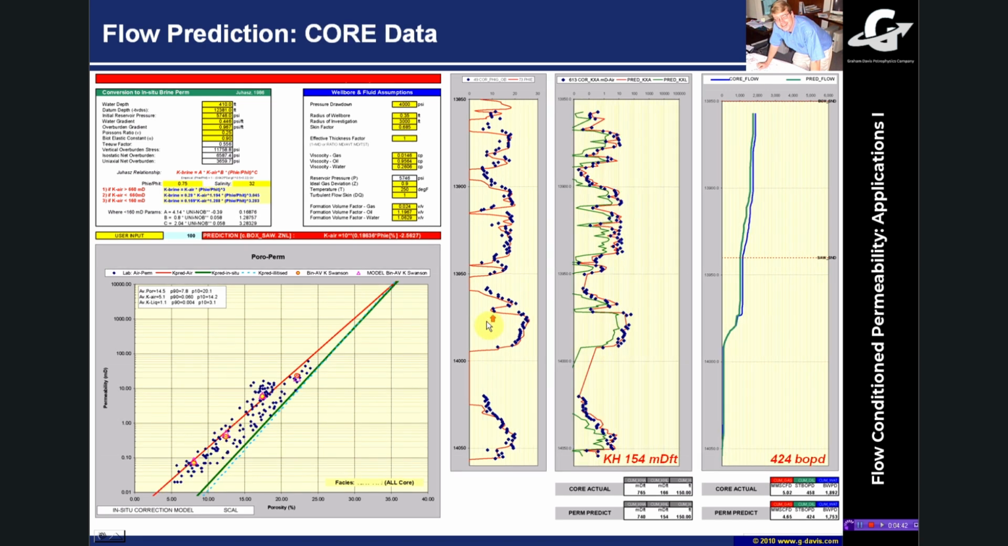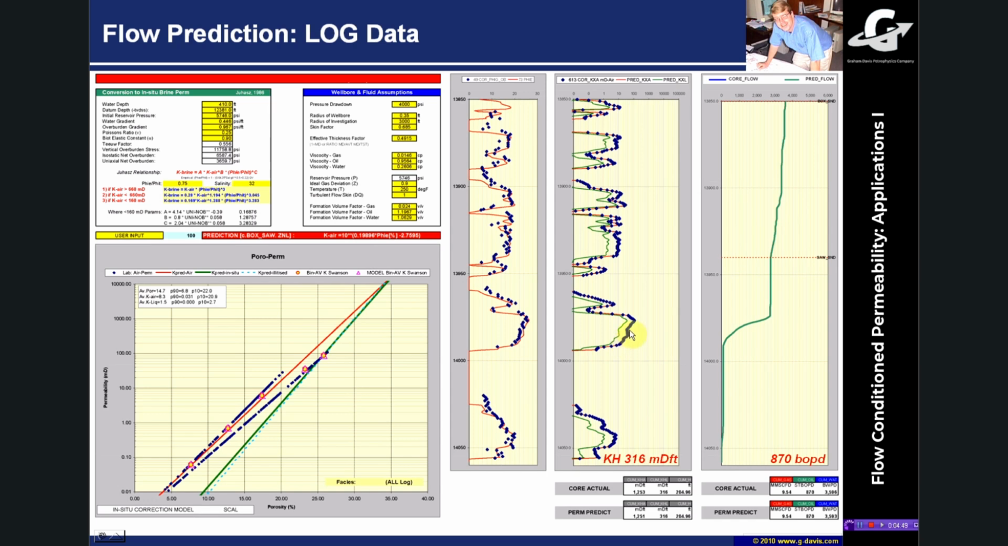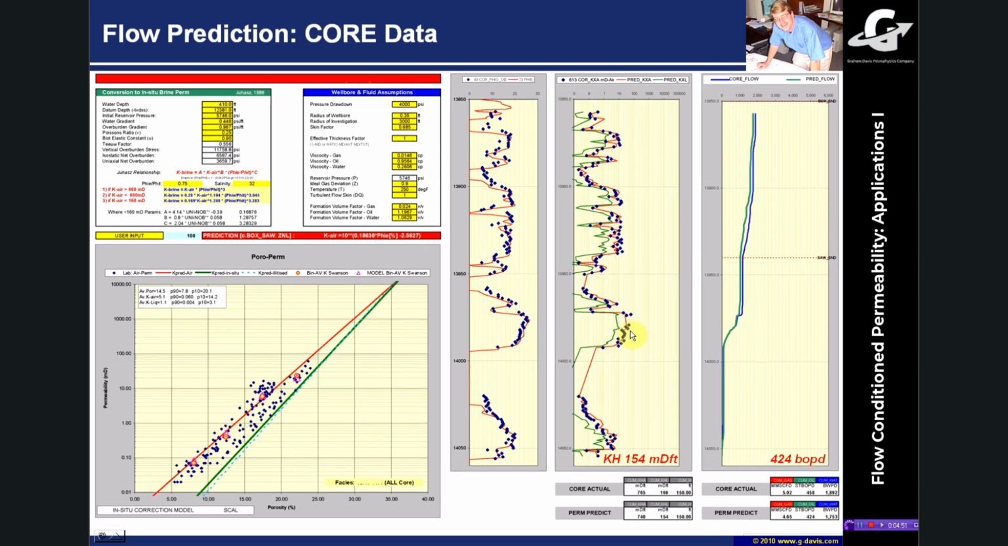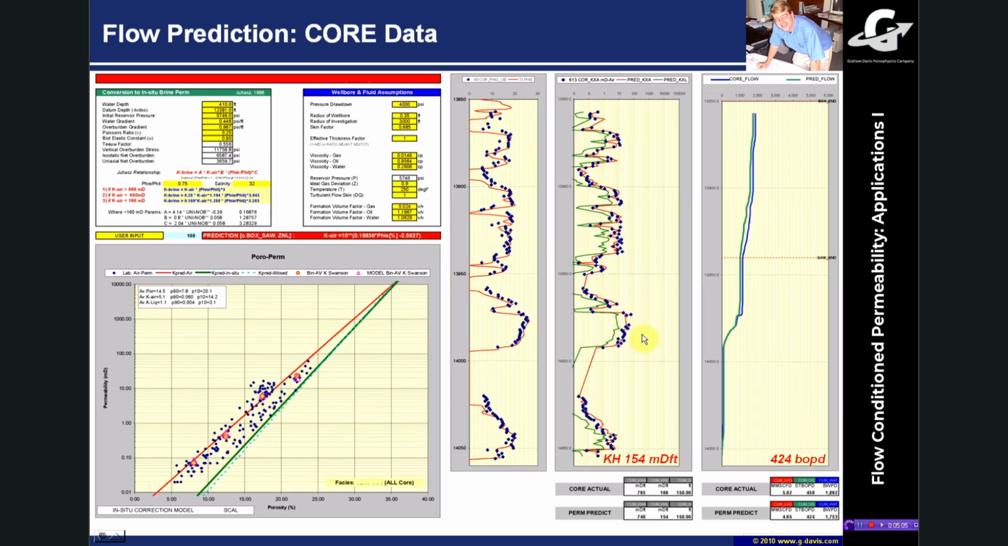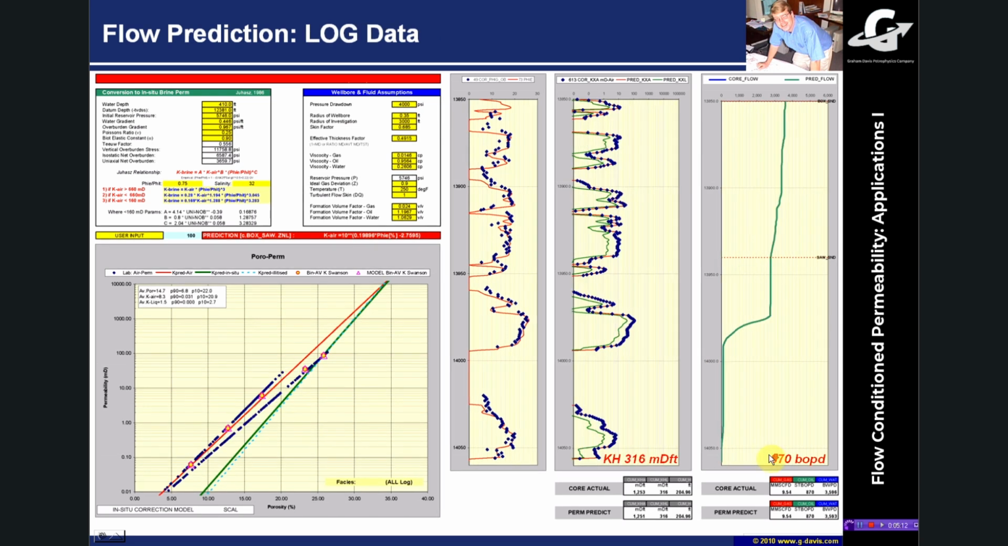If I toggle backwards and forwards between those two, you see the higher porosity here gives me a higher predicted permeability. So in this particular case, it makes it a little bit tricky to evaluate the upscaling process, because normally it doesn't go this way, but in this particular case you can see that I've gone from a core data set, and I've actually increased the permeability in this particular example, and now I'm producing, instead of 424 barrels a day, I've gone up to 870 barrels a day.